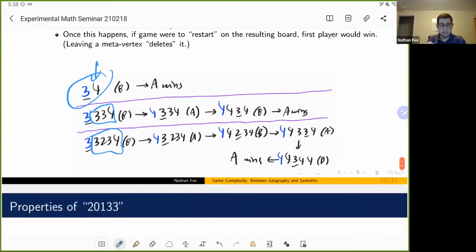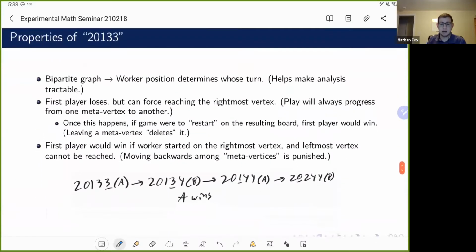And then the last thing we need to worry about is what I call backing up. We have to make sure that you can't break sequence and move backwards through the meta vertices, which is a problem when you have this undirected thing. And this is solved because the first player would win if you start on the 3 on the right instead of the 2 on the left. And this win does not involve the leftmost vertex.